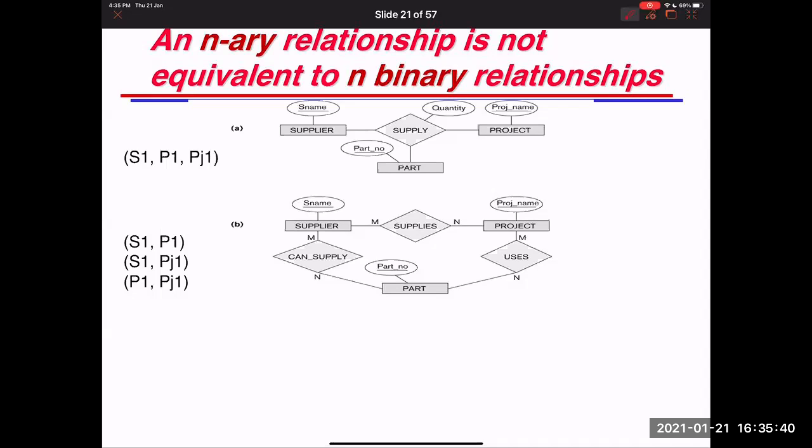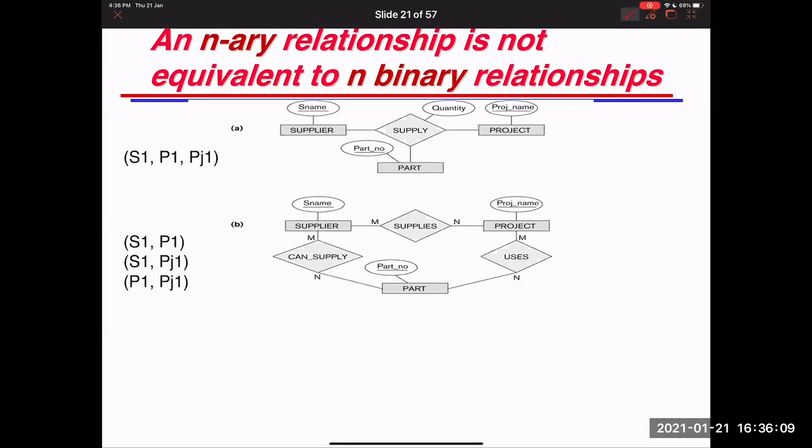Okay, so now we have 3 binary relationships, right? We have one between supplier and project, one between supplier and part, and one between part and project. And, well, that's just an assumption, so let's not worry about it here. You're right that in the real world, if this was a real database, then you probably want to have something else as the key and not just the supplier name.